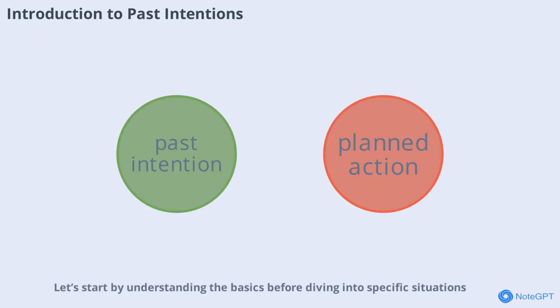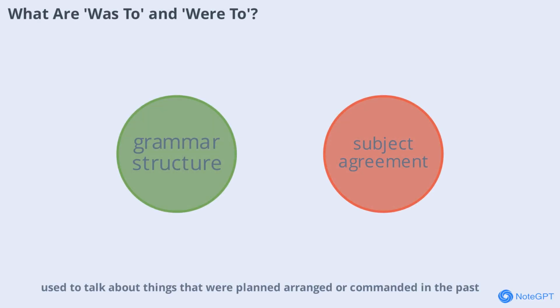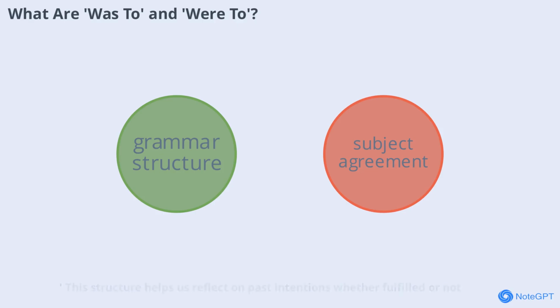Let's start by understanding the basics before diving into specific situations. The phrases was to and were to are used to talk about things that were planned, arranged, or commanded in the past. Sometimes these things happened as expected, but other times they didn't. The choice between was and were depends on the subject. Use was for singular subjects like he, she, or it, and were for plural subjects like we, they, or you. This structure helps us reflect on past intentions, whether fulfilled or not. Next, let's see how these forms work when plans don't go as expected.